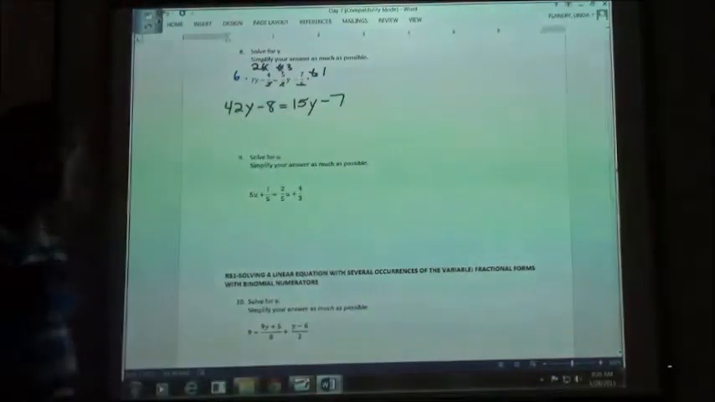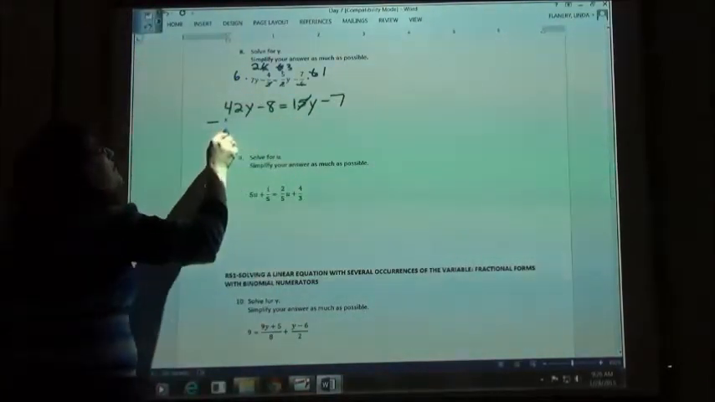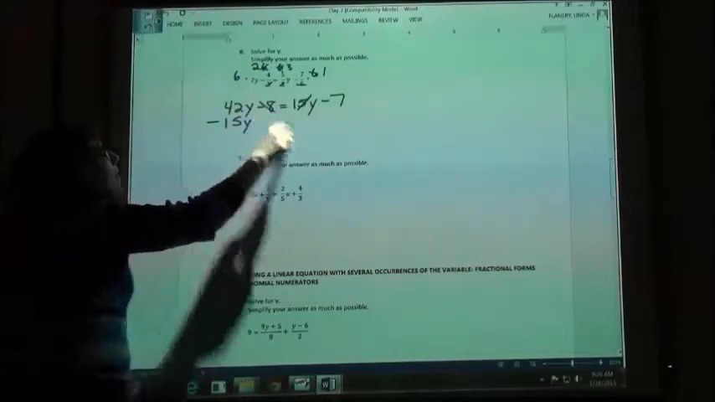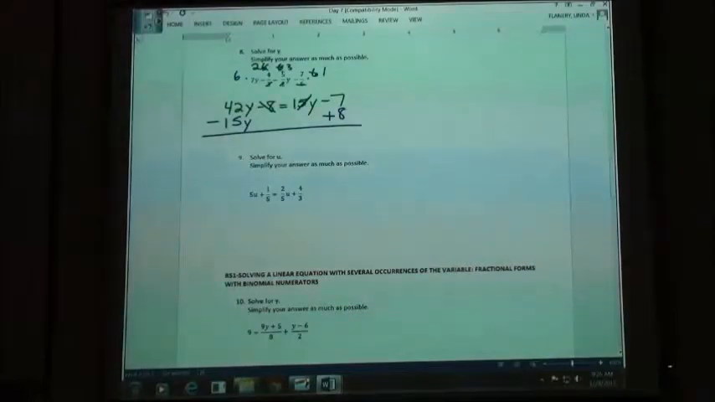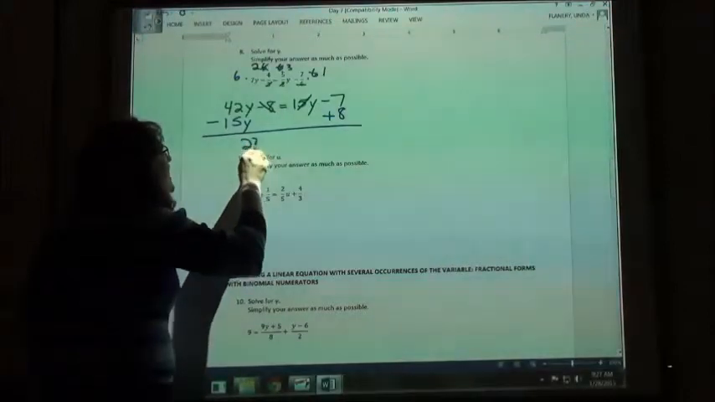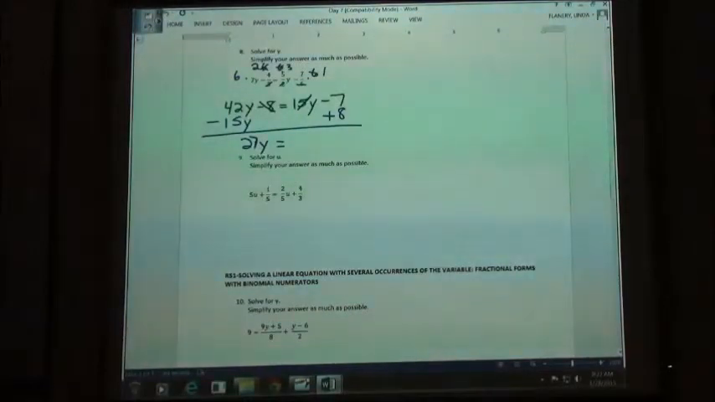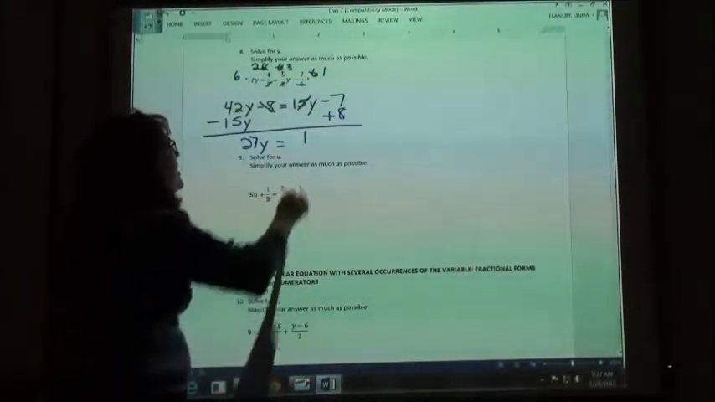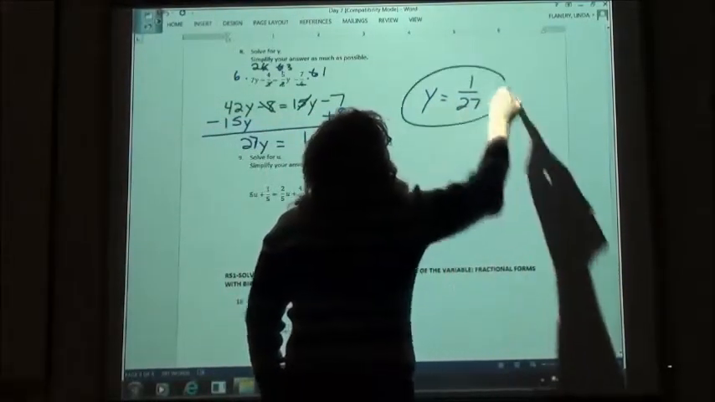So I want to solve that. I like to move my variables to the left, my numbers to the right, so I'm going to minus my 15y to move that over and add my 8. 42 minus 15 would give me 27y. Negative 7 plus 8 is 1. And then, of course, I'm going to divide. And so y is going to equal 1 over 27.